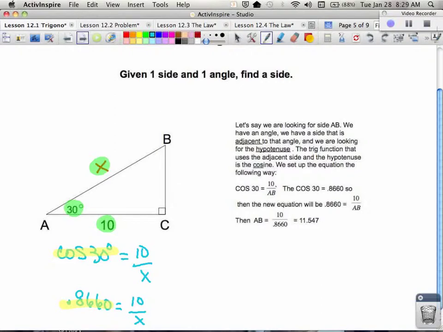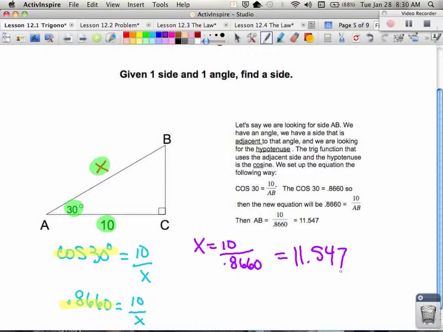So in order to find out your answer, what you're going to do is you're going to say that x is equal to 10 divided by 0.8660 instead of times it. And when you divide those two parts, you find out that your answer is 11.547. So when the variable is on the top of the fraction, you multiply the right by the left. When your variable is on the bottom of the fraction, you divide the right by the left.